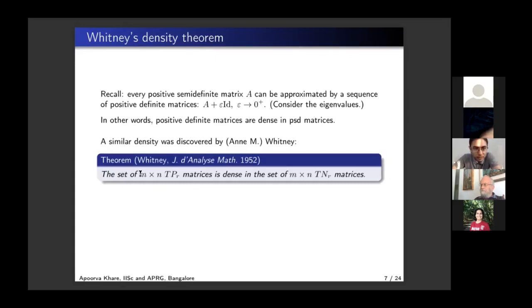She proved that the set of all m by n, so fix any size, m and n, fix an order of total positivity. And what do I mean by that? I mean all the 1 by 1 entries are positive, all the 2 by 2 minors are positive, until all the R by R minors are positive, sorry, not entries. But maybe the R plus 1 by R plus 1 minor can be negative. One of them could be negative, for instance. Anyway, so the set of all m by n TP_R matrices is dense in the set of all m by n TN_R matrices. You can perturb.